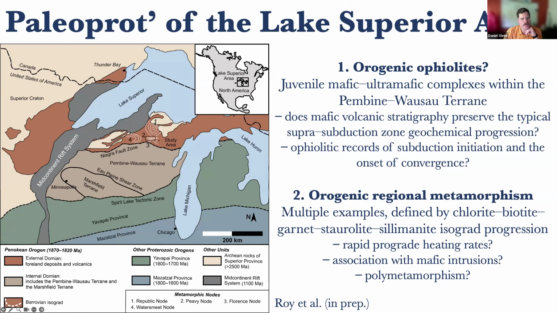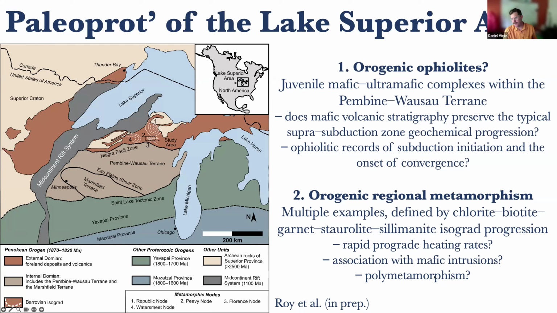As well as that, these white dashed little nodes are some examples of orogenic isograd sequences, which were mapped by James in 1955. And so in this region of the Upper Peninsula of Michigan, we have multiple examples of chlorite, biotite, garnet, staurolite, sillimanite isograd sequences. And so we can test these to see if we see the same rapid prograde heating rates that we do in the Barrovian, and any association with mafic intrusions.